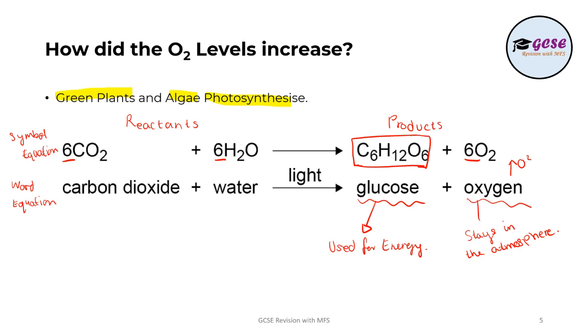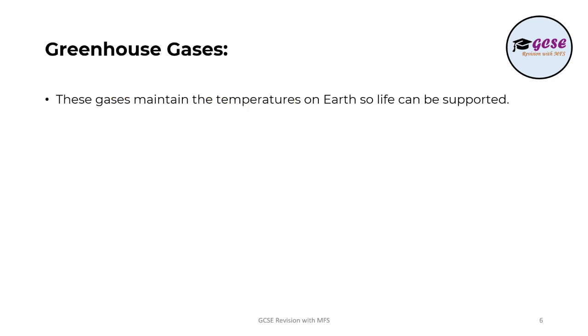So to summarize, the oxygen levels increased due to photosynthesis, and this is the equation you need to know for photosynthesis. So we've looked at the Earth's early atmosphere, we've looked at how the carbon dioxide levels decreased, and we've now looked at how the oxygen levels increased.